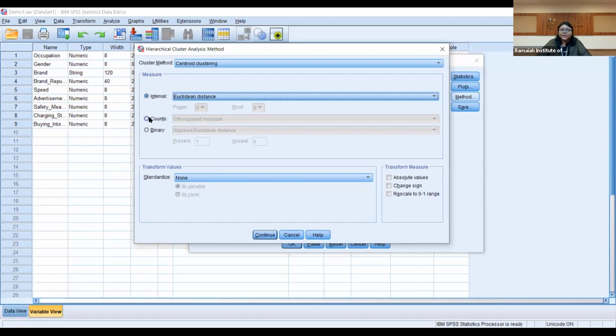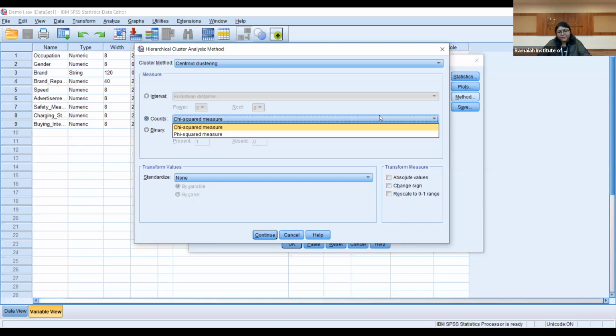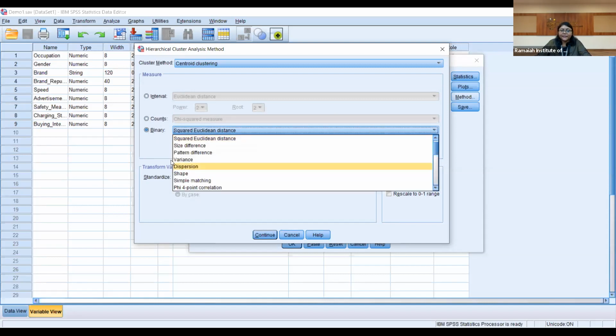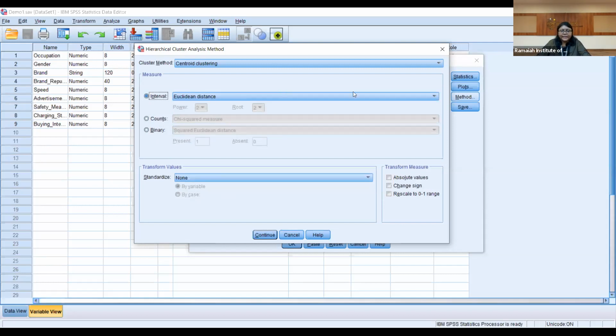If you want to go with counts, then there are again two options. One is chi-square measure and the other one is phi-square measure. Now phi-square measure is again chi-square divided by n, that means the total number of samples, and the square root over it. That gives the phi-square measure. So if you want to take the count, you can also go ahead with this. Now, if you want to have a binary data, here also you have different methods. Squared Euclidean distance, size difference. Now, in most of the cases, because we have interval data, we always go ahead with Euclidean distance.